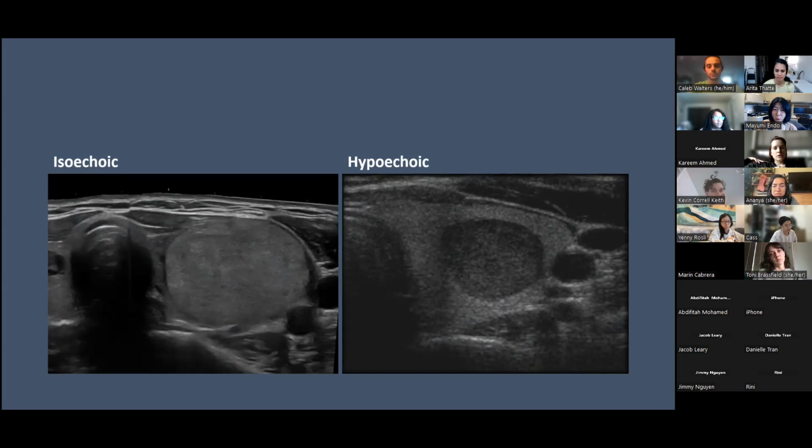Whereas hypoechoic, you probably know hypo. You can see this nodule is darker than the actual thyroid. It is darker because it's more dense. There are more cells in it. So the more cells there are, you start wondering, oh, is this a bad thing or cancer? Anyhow, these hypoechoic thyroid nodules have a slightly higher risk. 10 to 15% of these will end up being a cancer.